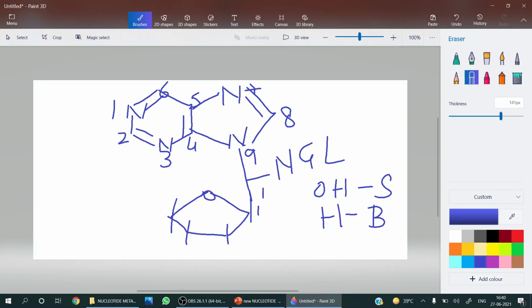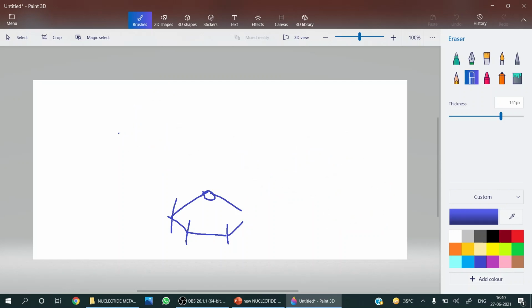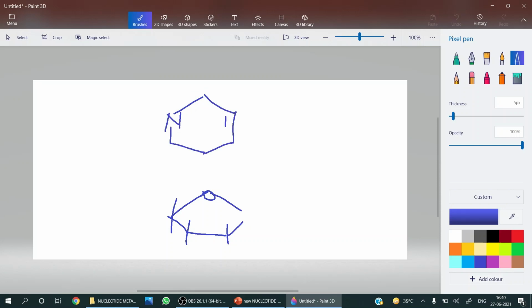Now second is the pyrimidine base. How does the pyrimidine base get attached? So in case of purine base, first we will form a purine ring like this. Numbering, you know, it is a clockwise numbering in this case. Pyrimidine, like this.